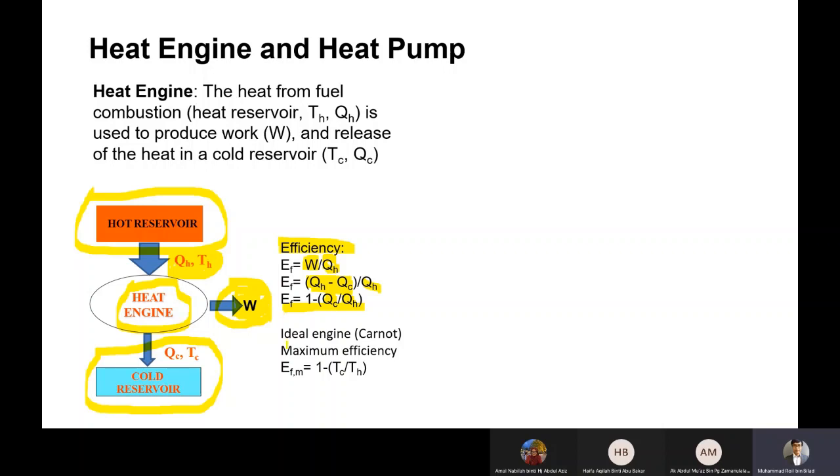What is important now is how much work we can get at maximum from a heat engine. I will not explain it to you. It's called a Carnot engine. The maximum efficiency we can get is equal to this. So efficiency maximum equals 1 minus TC over TH. This is for a heat engine.